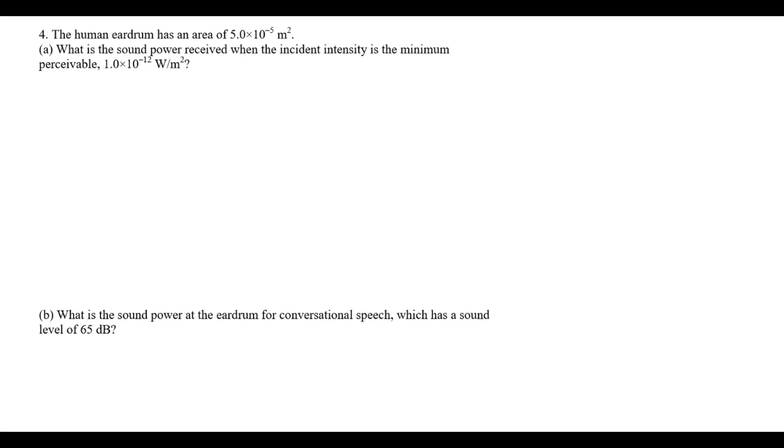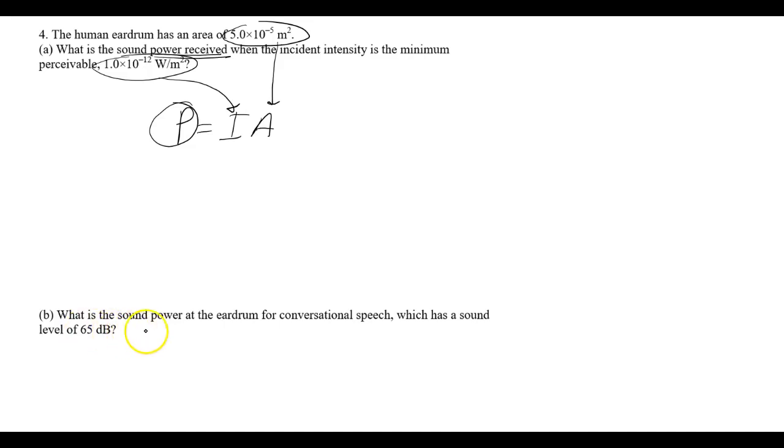Number 4, it says the human eardrum has an area of this. What is the sound power received when you hear that intense sound? So basically the minimal possible perceivable sound is that. So we know power is equal to IA. You know the intensity, and then this is the area of your eardrum. So that's the amount of power you're perceiving.